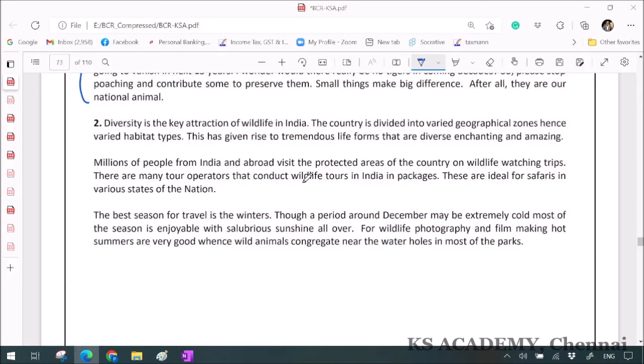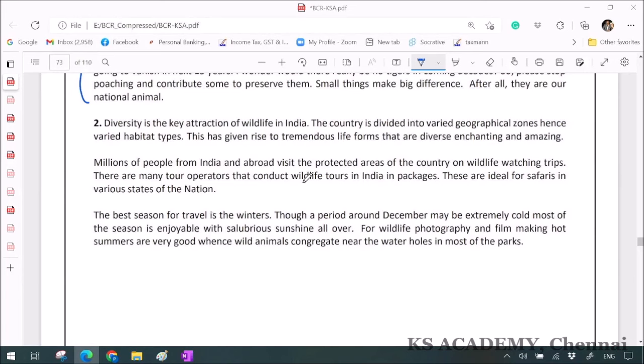On wildlife tours, comma, wildlife watching trips, and safaris, comma, conducted by many tour operators. Next, lastly, winters, comma, though extremely cold, comma, is the best season for travel.